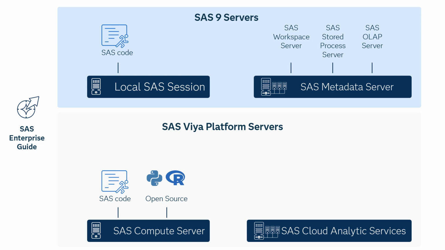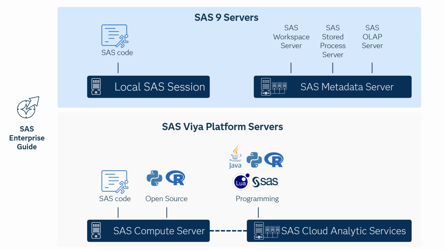The CAS server enables high-performance, in-memory parallel processing for large-scale analytics and supports multiple programming languages, including SAS, Python, R, Lua, and Java. When a program is submitted from SAS Enterprise Guide, the SAS Compute Server processes the code unless CAS-specific instructions are included, in which case execution is passed to the CAS server. The CAS server then returns summarized results for further processing, visualization, or reporting.